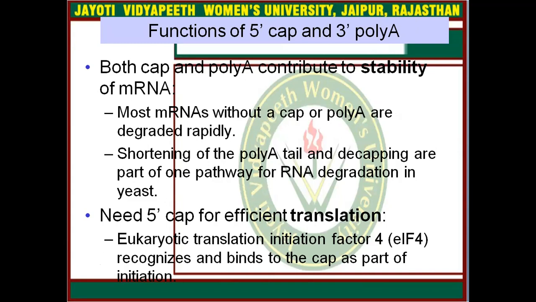Function of the 5' cap and 3' poly A tail: both cap and poly A contribute to the stability of messenger RNA. Most messenger RNA without a cap or poly A tail is degraded rapidly. The 5' cap is needed for efficient translation.